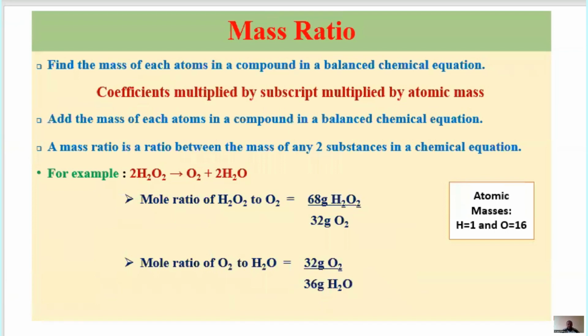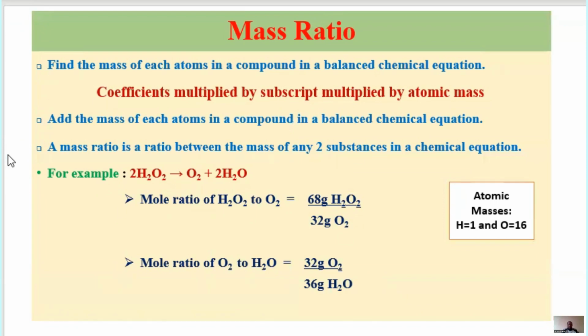The next is mass ratio. Mass ratio also is important for stoichiometric calculation. You have to understand what mass ratio means. Find the mass of each atom in a compound in a balanced chemical equation. Coefficients multiplied by subscripts give what? The number of atoms. The coefficient number multiplied by the subscript gives the number of atoms on the reactant and product side. The number of atoms multiplied by the atomic mass of the element gives what? The mass of the element.